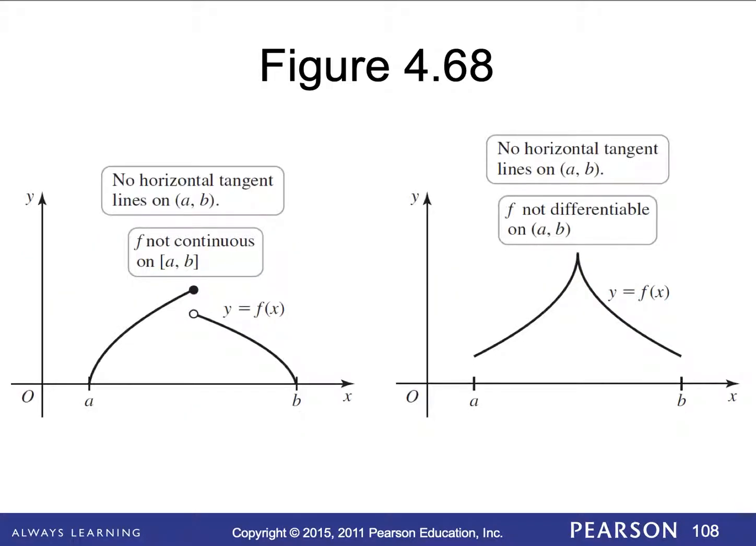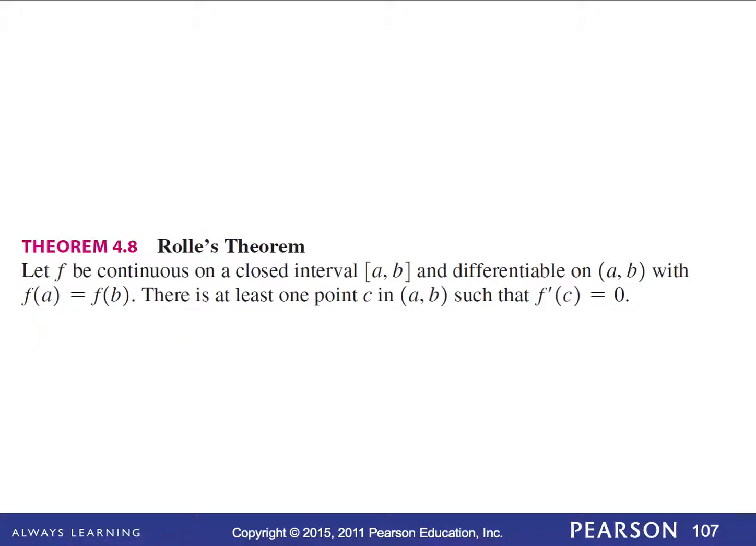Now, we have to be careful. It has to be differentiable. So these two graphs are an example of a situation where I don't have a place where the derivative is 0, but it's because it's not differentiable. So you're going to have to check that differentiability. So before you apply the theorem, make sure it's continuous, make sure it's differentiable.